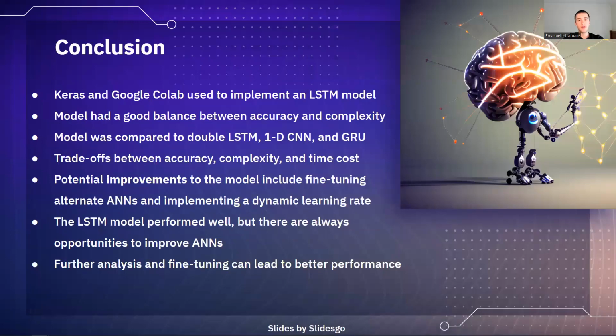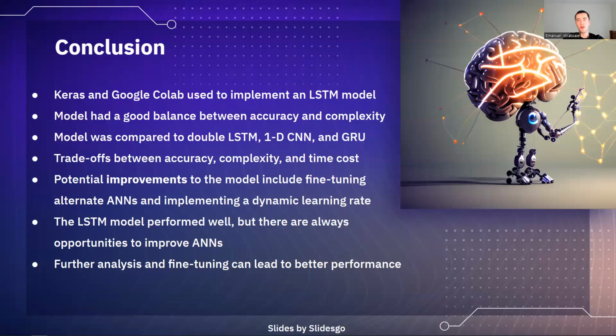Ultimately, the search for a suitable forecasting model that can accurately predict the Dst index was fruitful. From analyzing the data and choosing the artificial neural network to implementing and optimizing the model, our research yielded acceptable results. We can conclude that the single LSTM model implemented using Keras and Google Colab had a good balance between accuracy and complexity. We compared the models to various other architectures such as the double LSTM, the 1D CNN, and the GRU, showcasing the trade-offs between accuracy, complexity, and time costs.